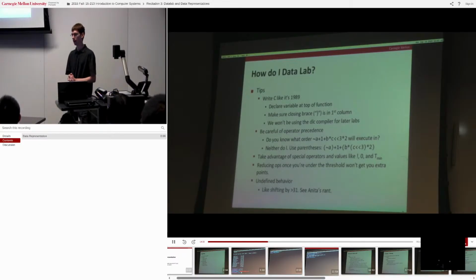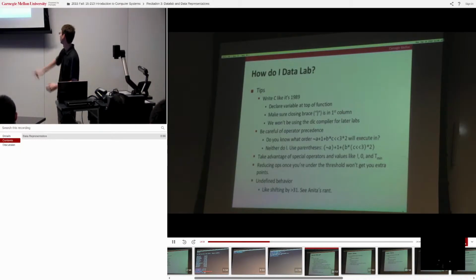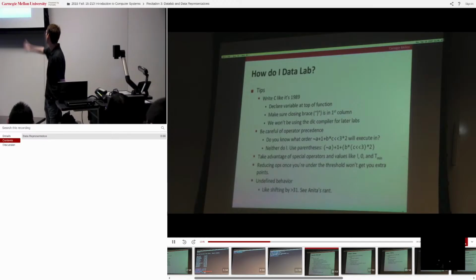So even if you don't use it yet, you need to put all of the variables declared before you do anything else. You need to make sure that the closing brace for the function is in the first column and that none of the other closing braces are in the first column. We won't be using this compiler for the later labs, so you just have to worry about this for now. In the future, you'll be able to write C as you normally would. Also, you should think about operator precedence and use parentheses to be very explicit about it. Does anyone know what the precedence of those things are relative to each other?